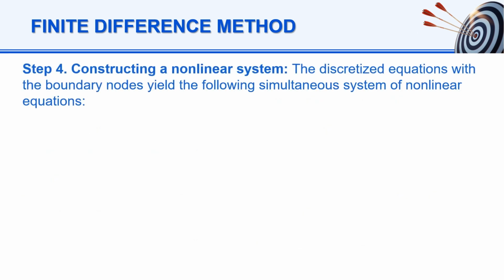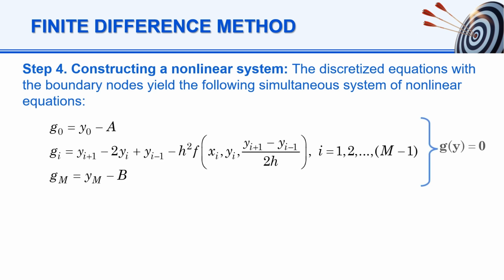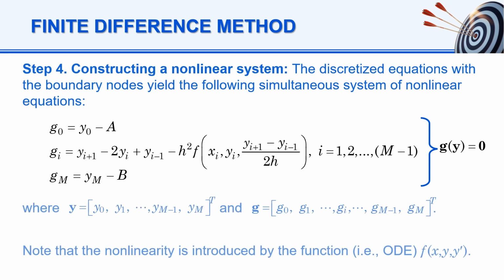Step 4. Constructing a nonlinear system. The discretized equations with the boundary nodes yield the following simultaneous system of nonlinear equations, where y and g are the vectors of unknowns and right-hand sides corresponding to the nodal points. Also note that the nonlinearity is introduced by the function f.